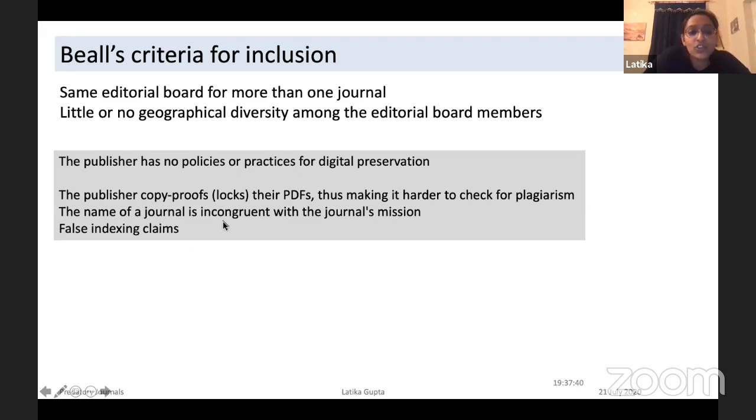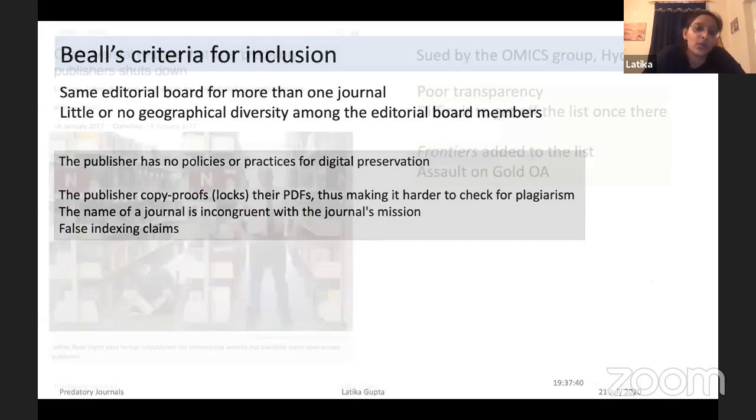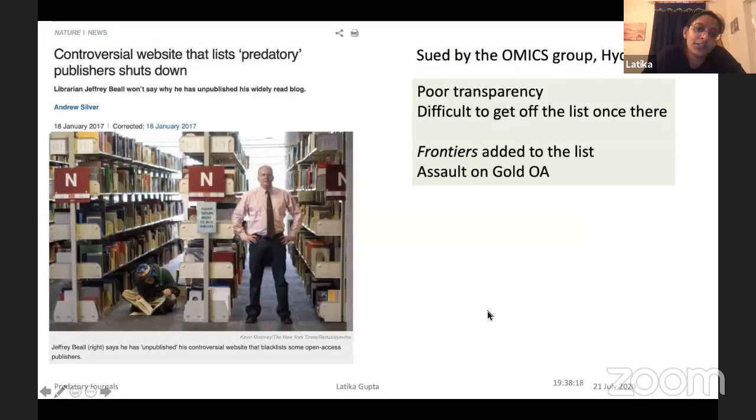And the name of the journal may be incongruent with the journal's mission, and there may be false indexing claims, which you can always cross-check in one of the repositories. So unfortunately, at some point, due to his criticism of the Frontiers group of journals, which is the open access journal, which is a strong lobby, he was sued by some of the journals because they thought he had finally crossed the line by assaulting the gold open access model altogether.